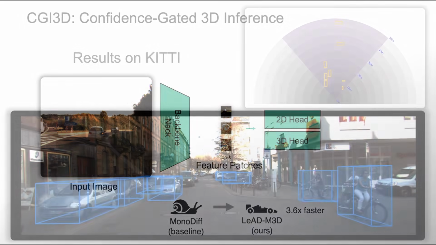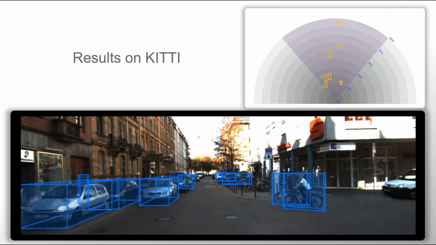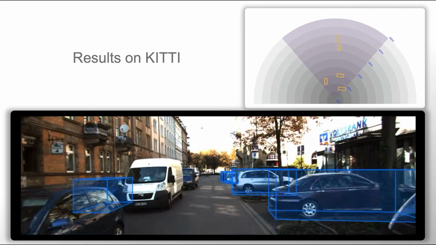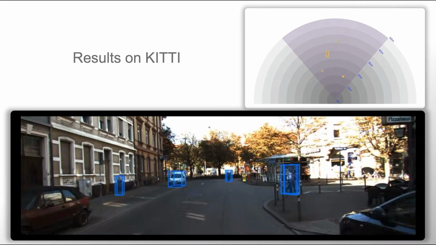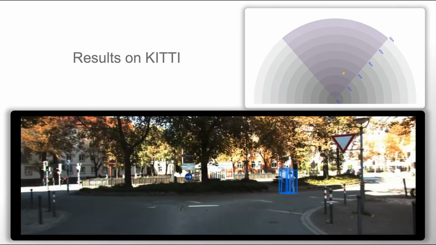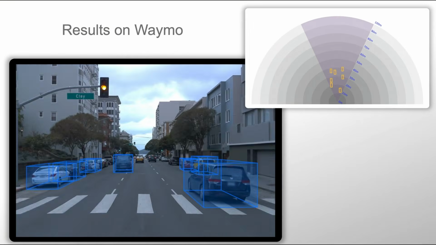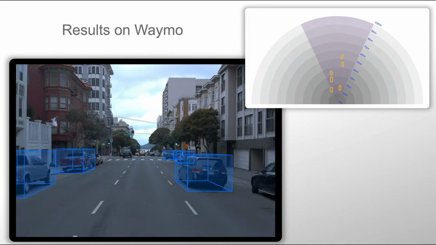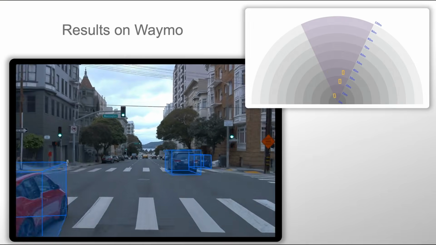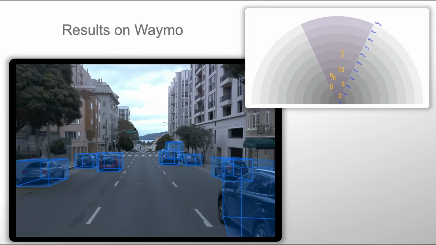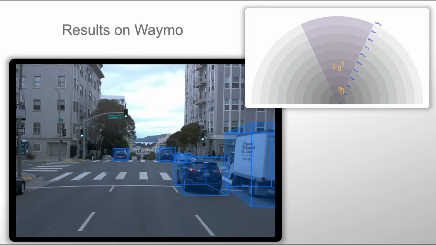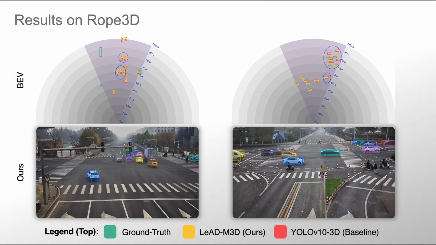In the next set of slides, we present qualitative results from several datasets. These examples illustrate how our method behaves in real scenes and how accurately it captures object geometry under different viewing conditions. Our approach generalizes to diverse perspectives.